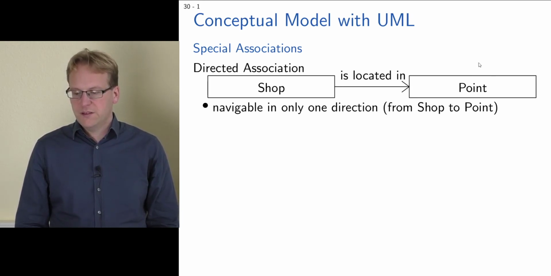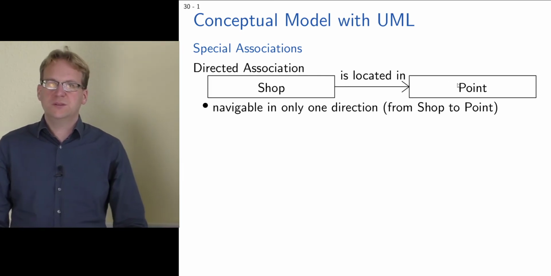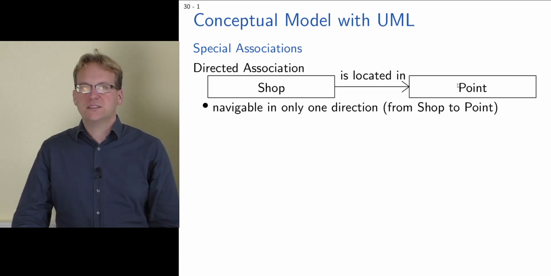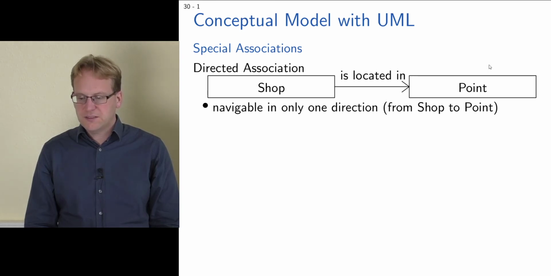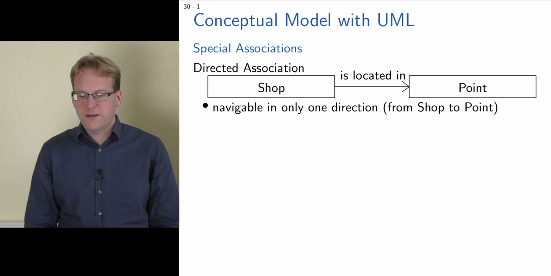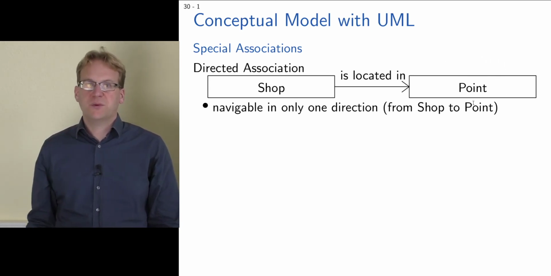However, if we are given somehow a point with its x and y coordinates, we have no chance to find the corresponding shop in that point. At least it's not modeled here. So maybe we can compute that from the geometry to find out which shop is located in this point, but it's not explicitly modeled. We cannot navigate from point to shop. Only if we are given the shop, then we can access the corresponding point object.